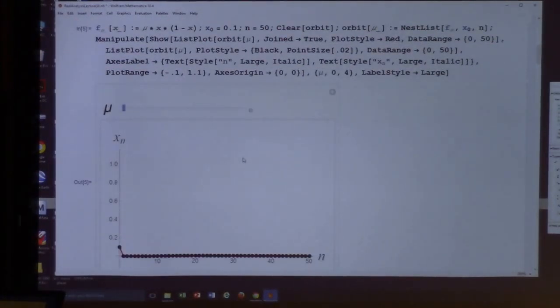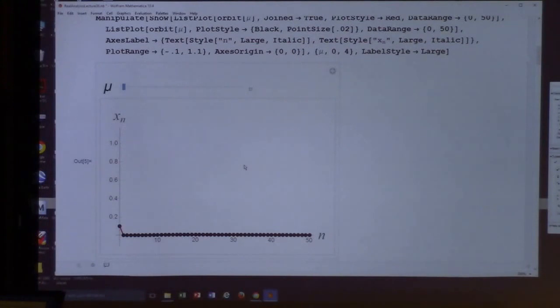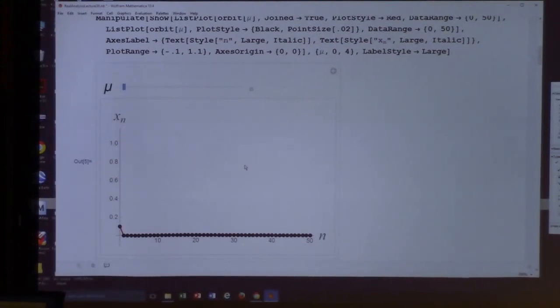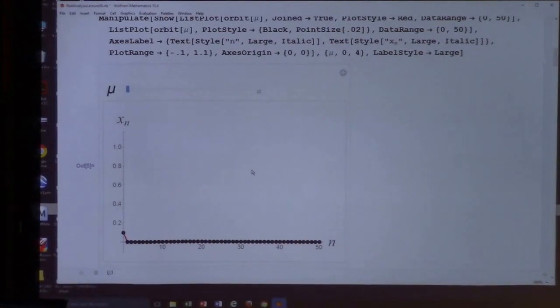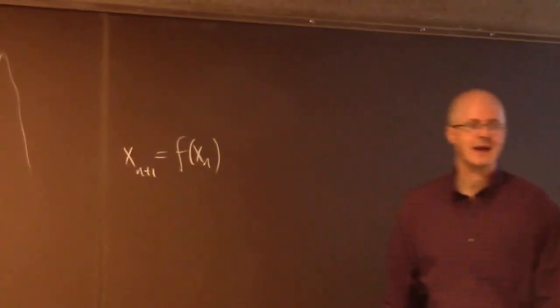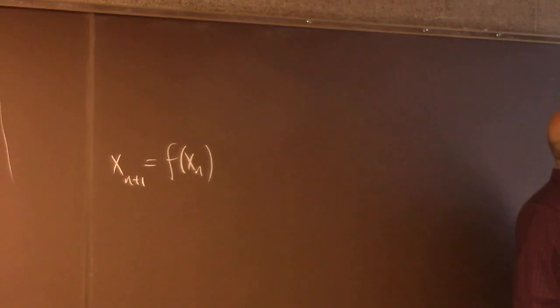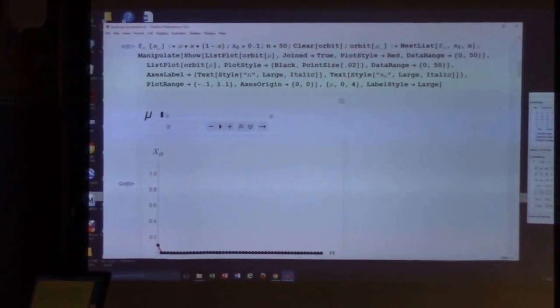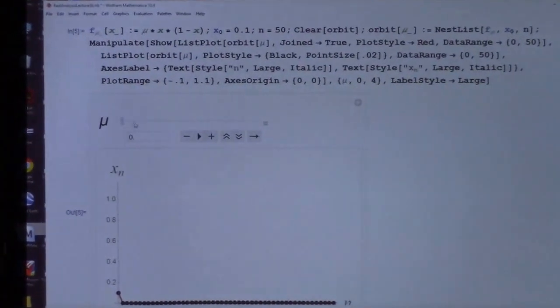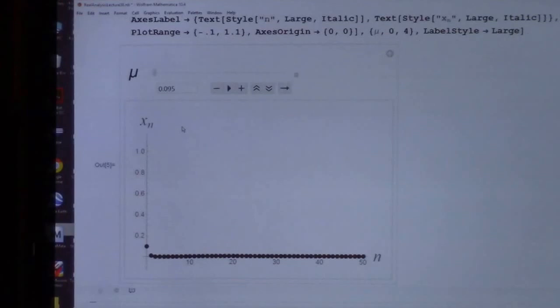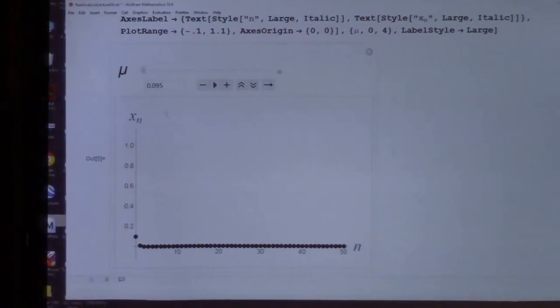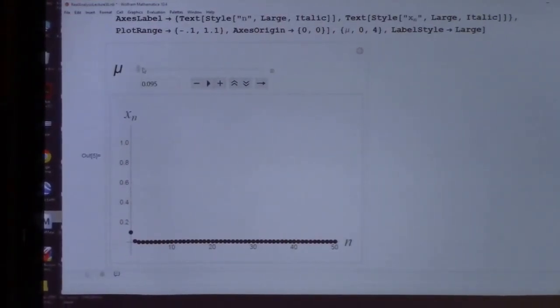What's this plot? This is a plot of the sequence, x_n versus n, where the sequence is defined by iteration using the recursive formula, x_{n+1} = f(x_n). Starting here with mu equals 0, actually, so this is the 0 function. When mu is slightly positive, what happens? Oh, come on, work. There we go. Not much changed. Actually, it did change a bit. It's more extreme as we go up this way.